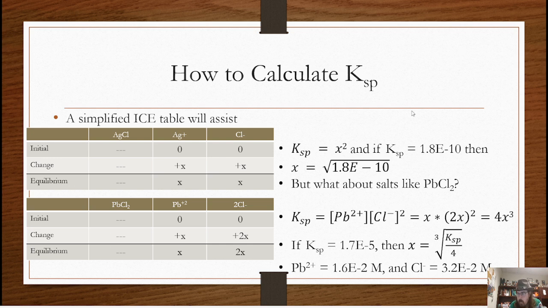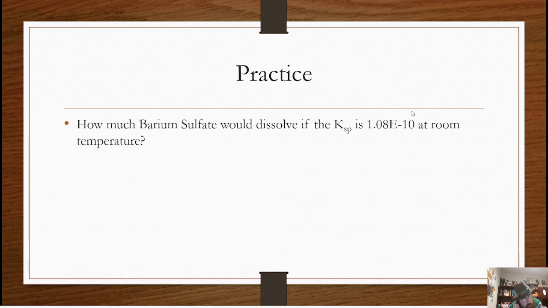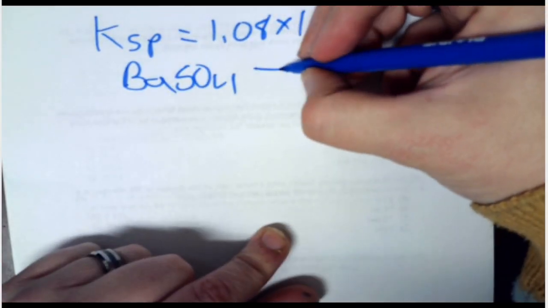But with that in mind, we can do this. Barium sulfate. How much barium sulfate would dissolve if this is the Ksp at room temperature? Ksp is 108 times 10 to the negative 10th. We have BaSO4. With that in mind, let's solve this.